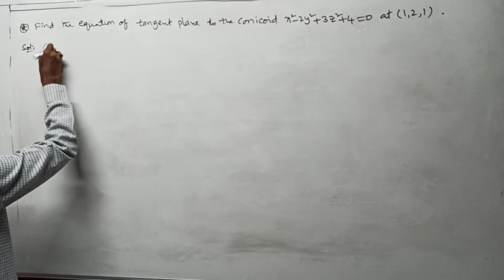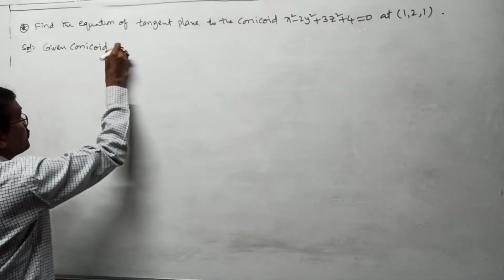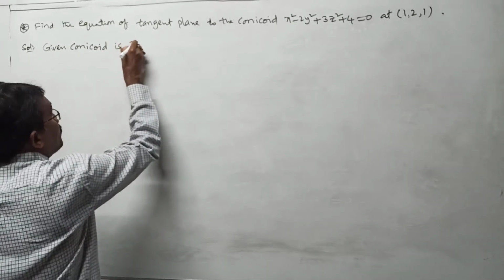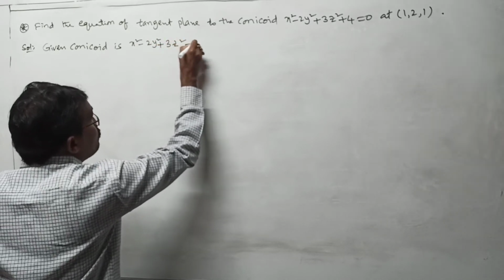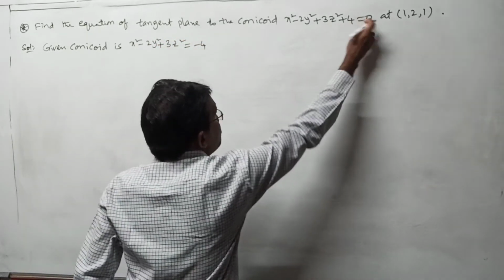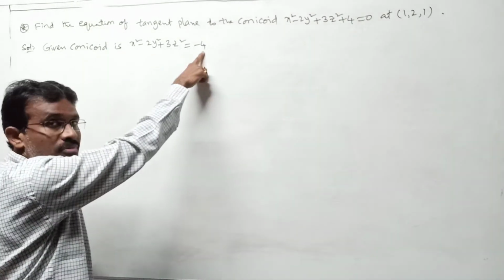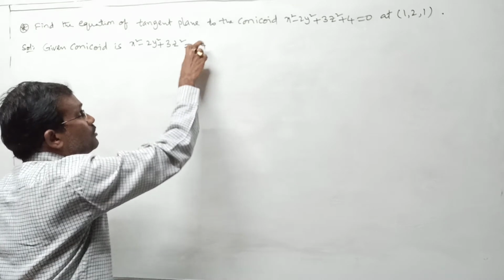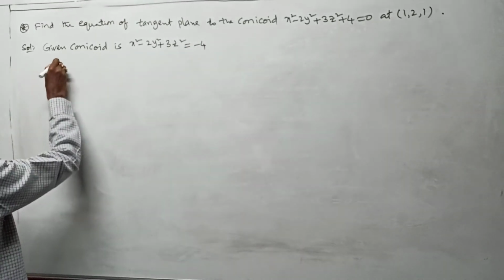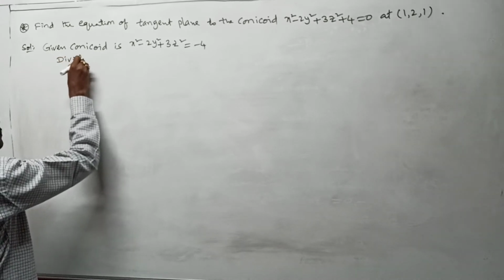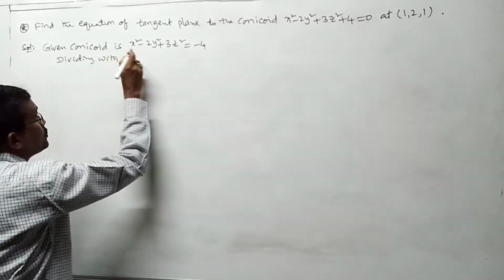Given conicoid is, yes, it is x square minus 2y square plus 3z square equal to minus 4. This plus 4 I am taking on to other side now. Under formation you need right side 1. That's why divide throughout expression with what? This minus 4. Dividing with minus 4 on both sides.